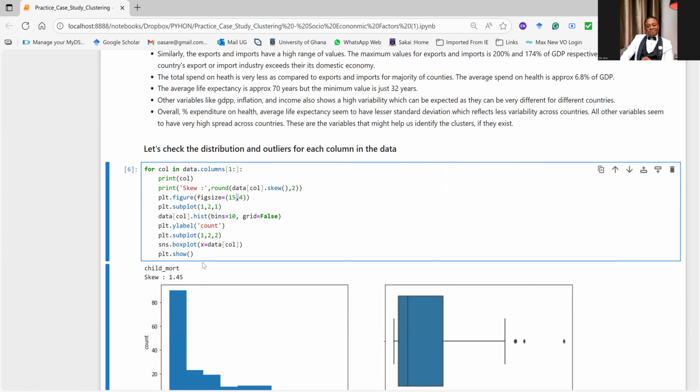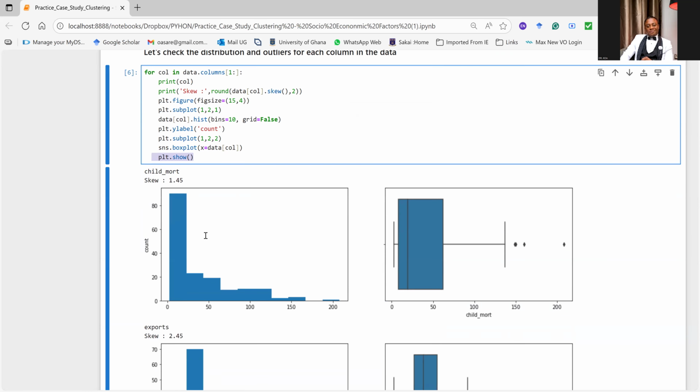Now, the plt at the bottom will give you the result that you want. Now, this is Seaborn, and we are using box plots to represent it. We are using a histogram. So you can see that we are using a histogram to show the result, and we are also using a box plot to show the result.